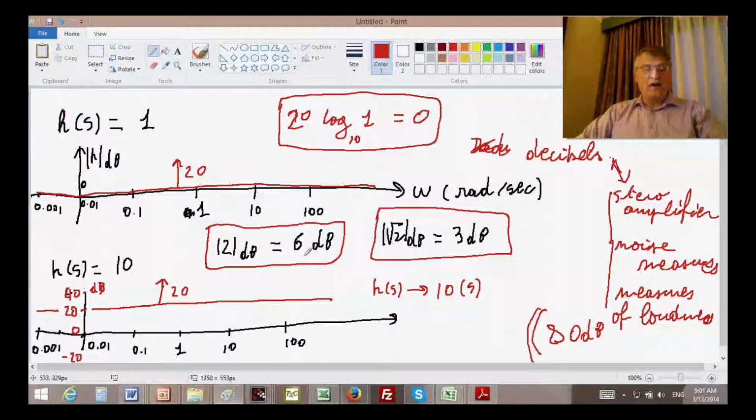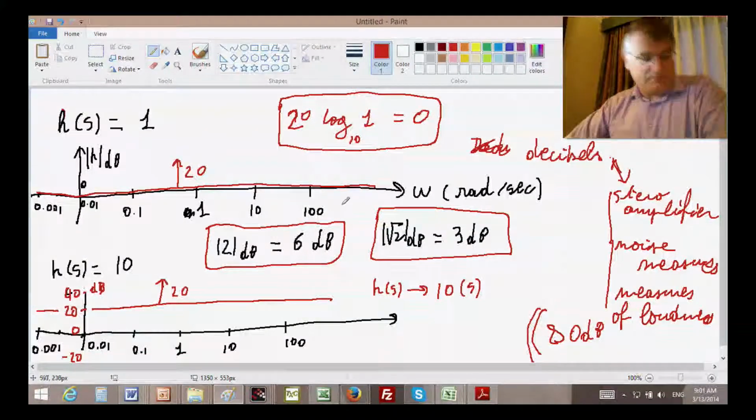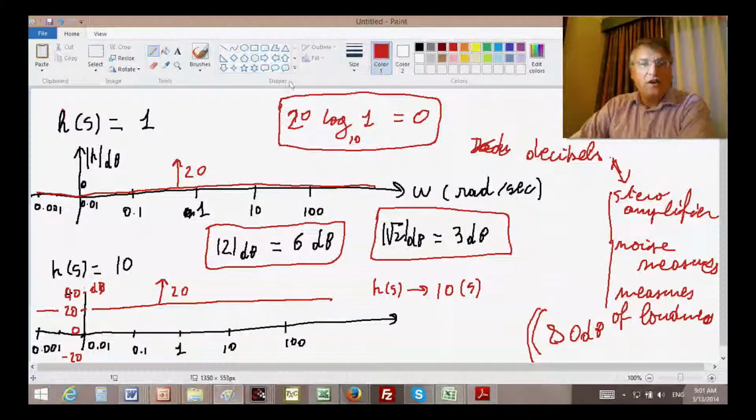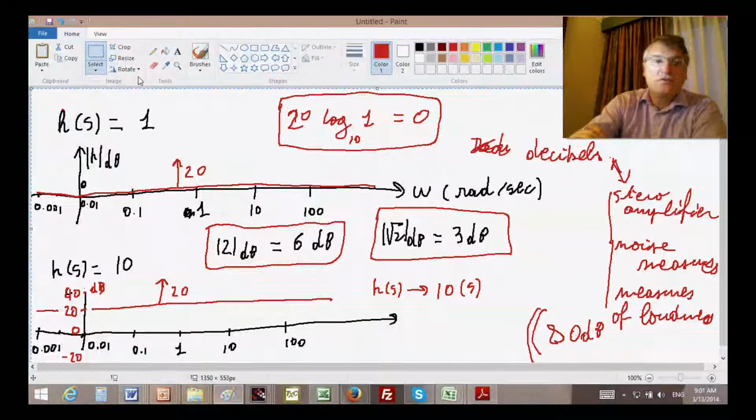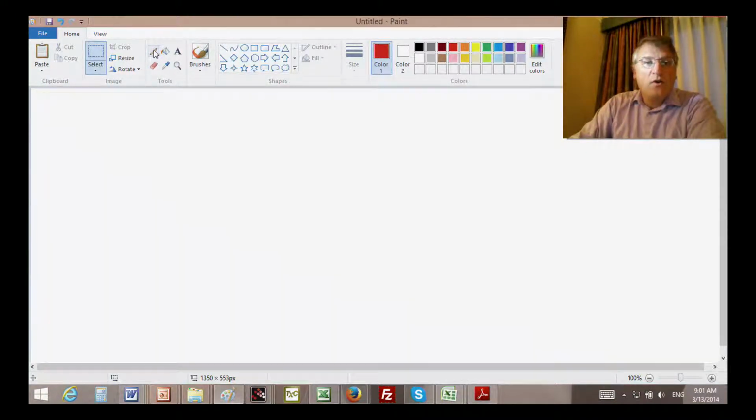Now, what we can do is look at, we can use more complex transfer functions to make things more fun. What will happen is if h of s was equal to 1 over s instead of something constant.